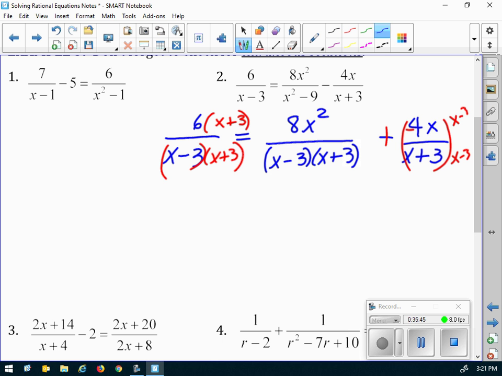All right. Are all of our denominators the same now? So what do I have to do with the numerators? I've got to make sure they're the same, right? So I'm going to set them equal to each other. What's my numerator on the left side? Equals 8x squared plus 12x.